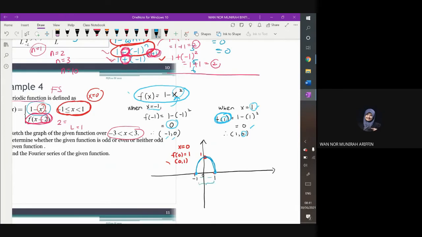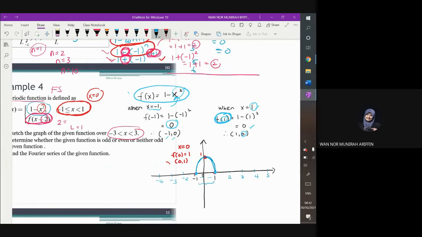Each of the two units, I will get the same shape of this waveform. So, start apa? Saya buat macam ni. This is 2, this is 3, this is 4, 5. Okay, tetapi dia nak bentuk sampai 3 je kan? Okay, tak apa. So, this one is negative 2, negative 3, so negative 4 and so on.